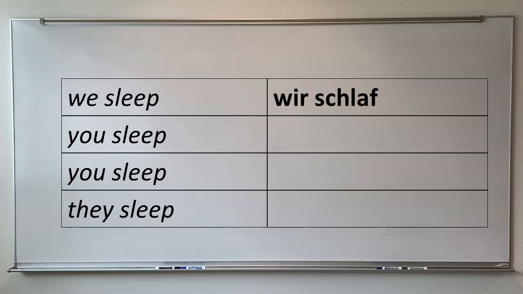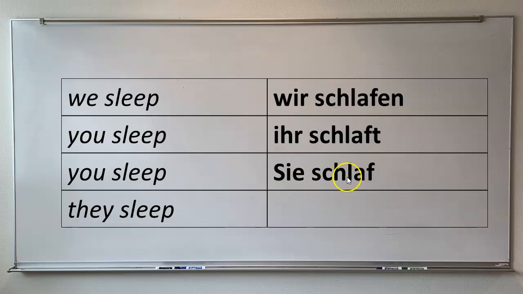So we would say wir, add your ending. Wir schlafen. We sleep. This is the informal you, plural. Ihr schlaft. You sleep. This is the Sie again, and this is addressing more than one person. Sie schlafen. And finally, they. Remember, they is also sie, but not capitalized. So we have sie, and then add the ending, sie schlafen. They sleep.